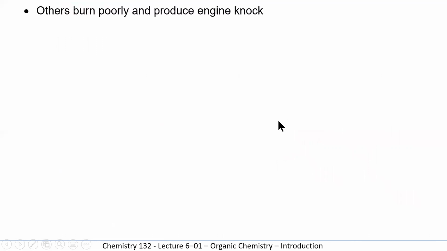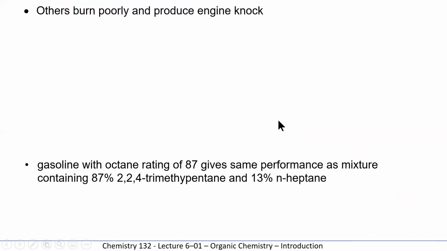Now, other mixtures of gasoline don't burn very well. Like I said, N-heptane, by the way, doesn't burn very well. So if we said that the octane rating of a gasoline mixture was 87, that means it would burn comparably to a mixture of 87% 2,2,4-trimethylpentane and 13% N-heptane. So as the octane rating increases, the amount of straight chain hydrocarbons is reduced in favor of increased numbers of branch chains.